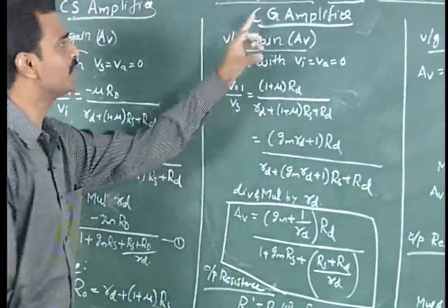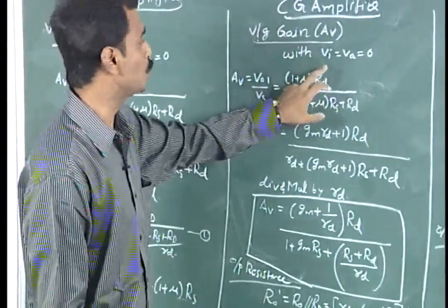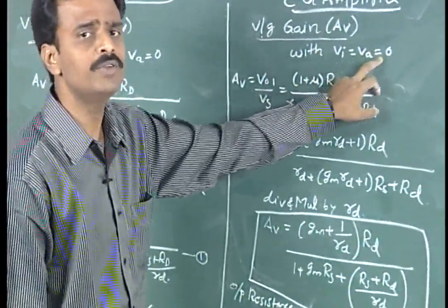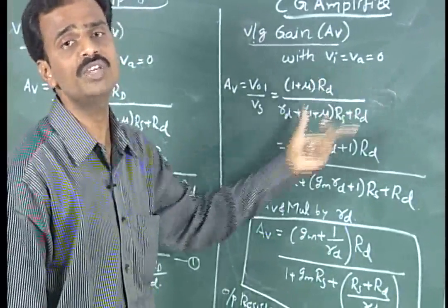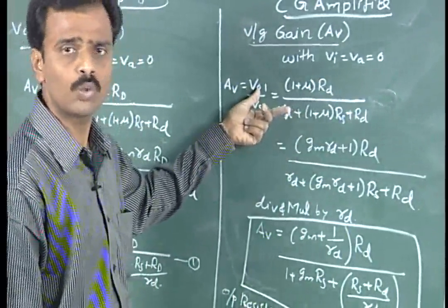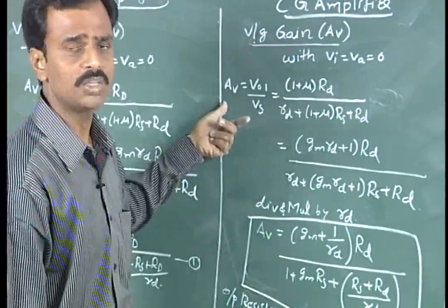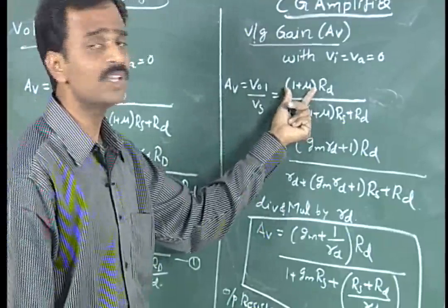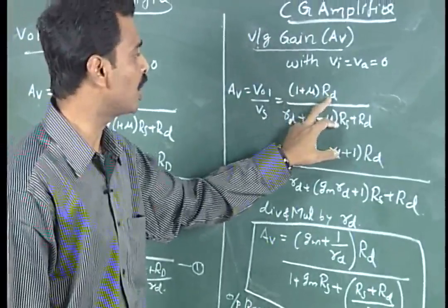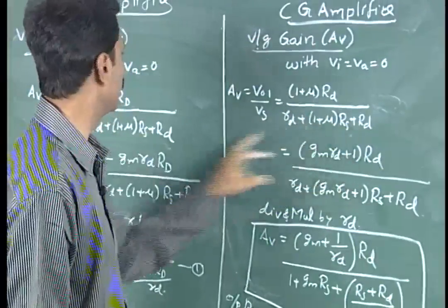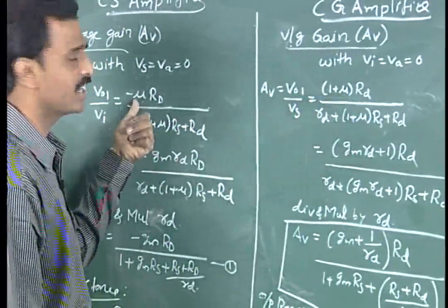Next, coming to the common gate amplifier, whenever the gate is maintained common, we have seen the sources of input Vi and Va will be equal to 0. When these two are equal to 0, the input is now Vs and the output is collected across V01. So obviously the ratio of output voltage to input voltage is the voltage gain. Now it will be multiplied by 1 plus mu, 1 plus mu into Rd, and this remains the same as in the earlier case we have seen. The only difference is the 1 plus mu here, whereas it was minus mu there.